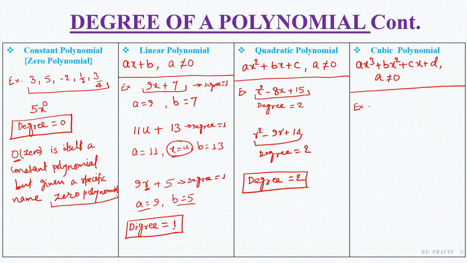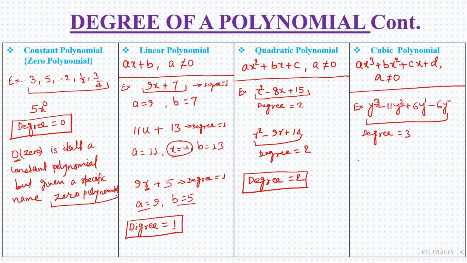Let's look at an example. Say y cube minus 11y square plus 6y minus 6. Here the polynomial has the variable y, and if you try to find the highest power in the entire polynomial, you will find that here the power is 3, here the power is 2, here the power is 1, and here the power is 0. So the highest power is obviously 3, so the degree will be 3.